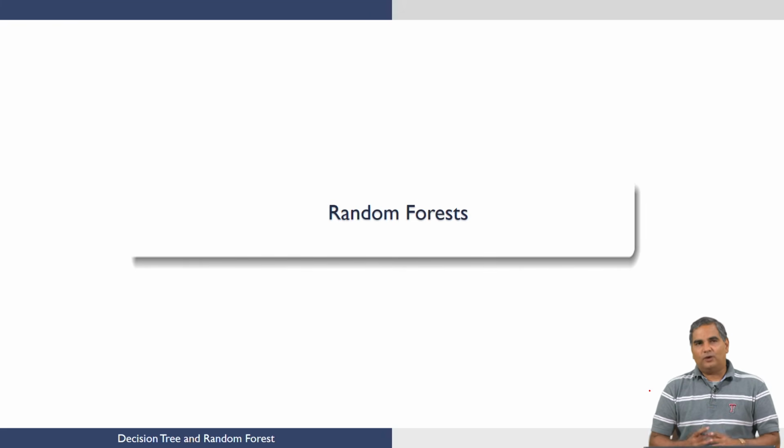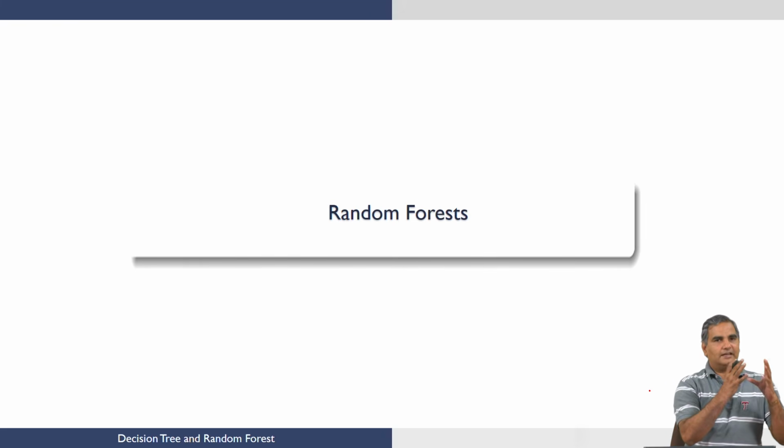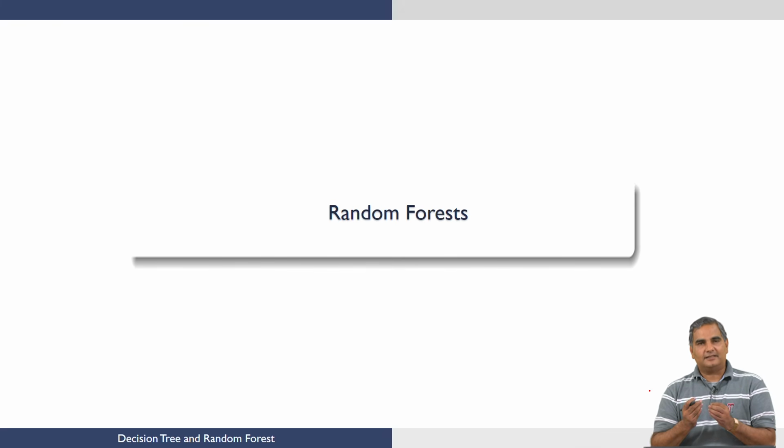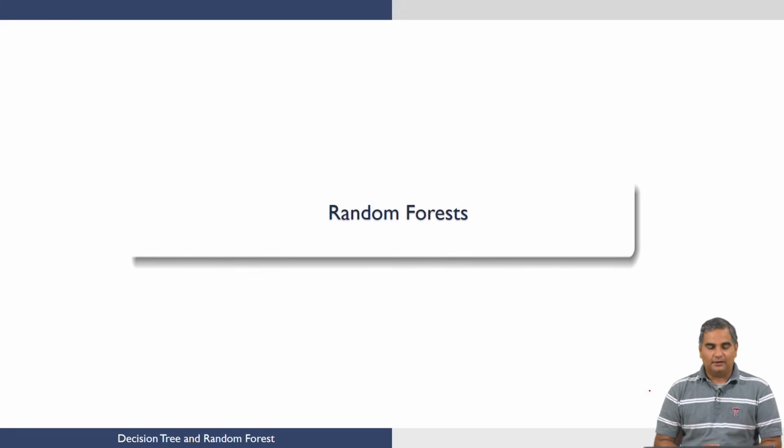So, in some sense what you want is, if you give a data set and then you build a decision tree, and if the data set changes a little bit, you do not want to see major changes in the decision tree. You do not want decision trees to completely change, which is possible because of errors in data.